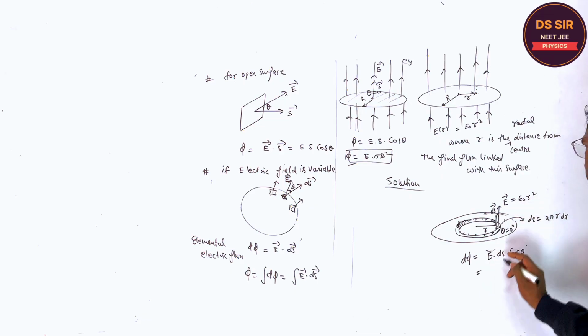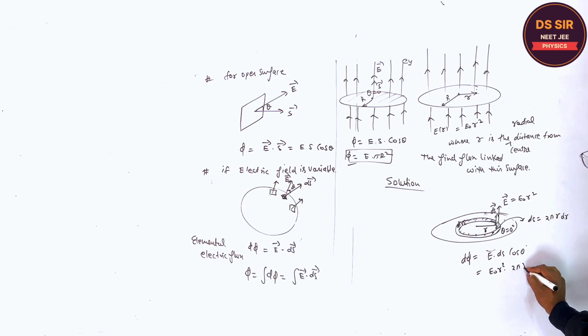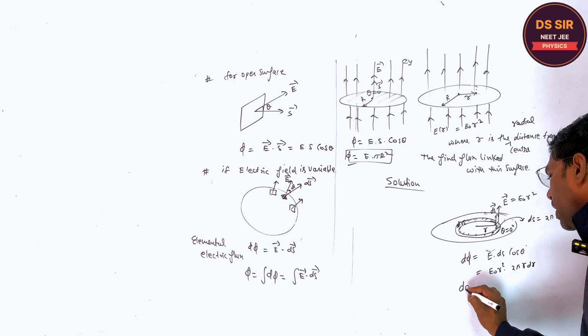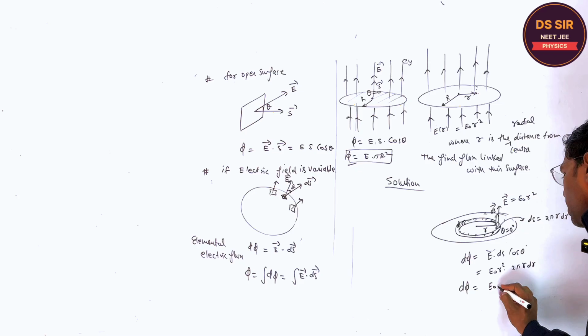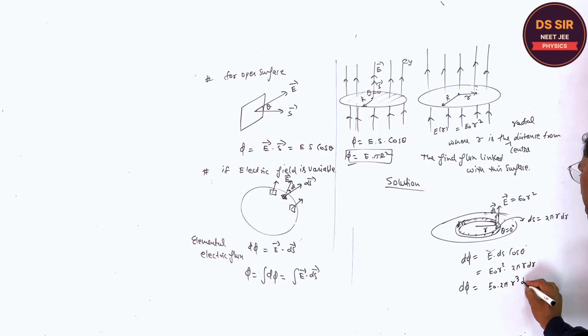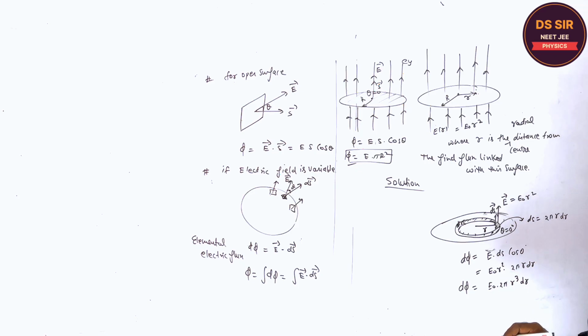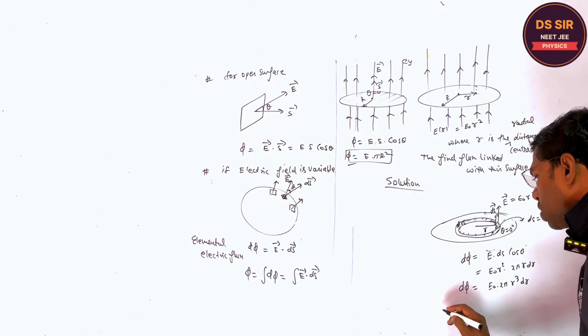The electric field is E naught r square. The area vector is 2 pi r dr. So the elemental flux is E naught into 2 pi r cube into dr. Is it clear or not? Yes. So how to find the total?